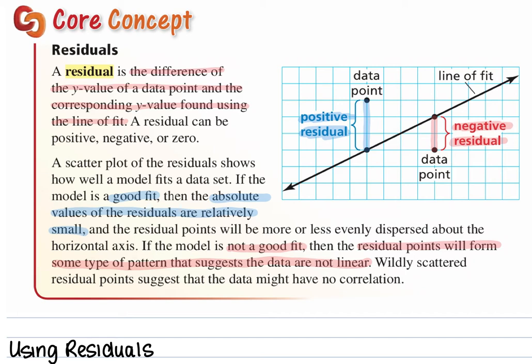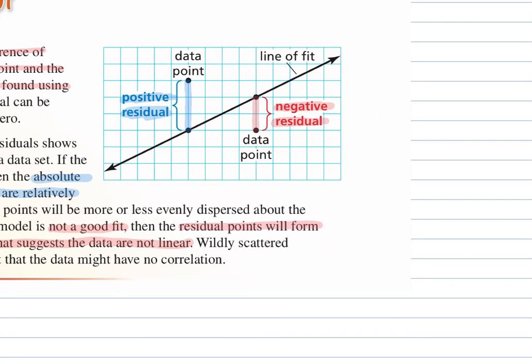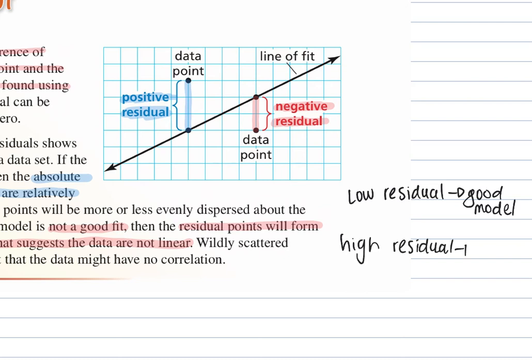So I want you to write a little note to yourself. Low residual means a good model, and a high residual means a bad model. Low residual means that it's a good model, and a high residual would mean that it's a bad model. Okay?